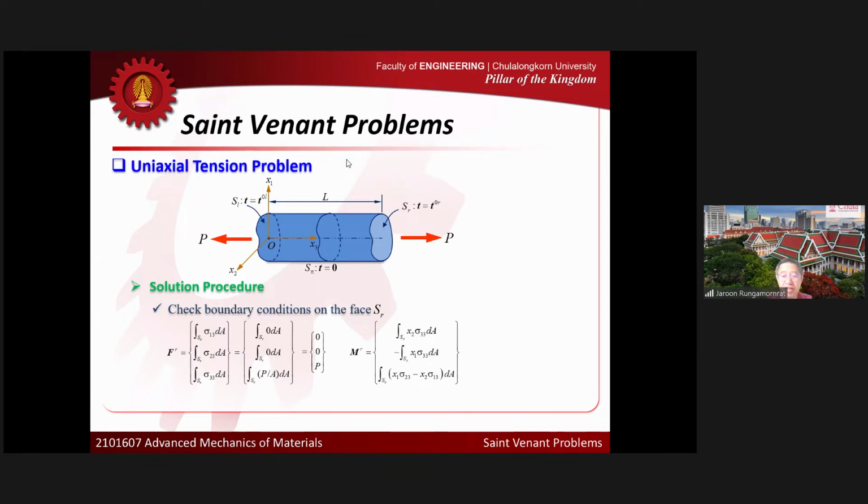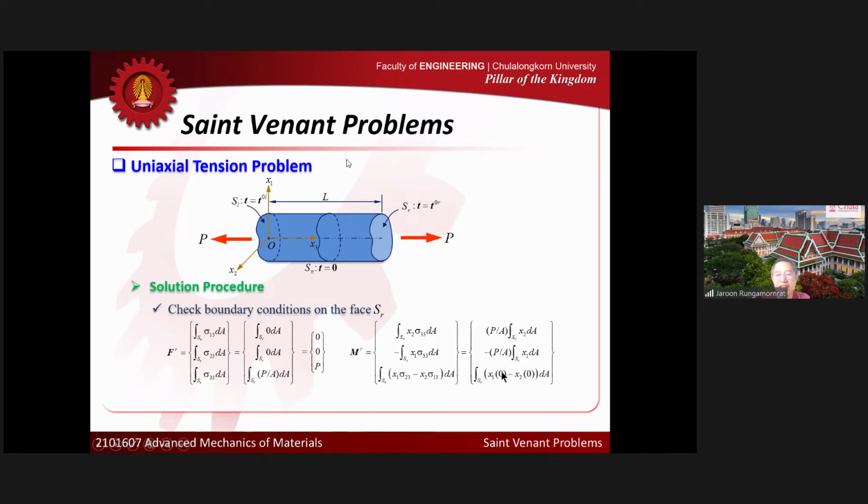The same thing for the moment. I plug in sigma 2,3 and sigma 1,3 equal to 0, so that term is 0, and the whole thing here disappears. Sigma 3,3 is simply a constant, right? I move it outside the integral, so the thing inside is simply like this.